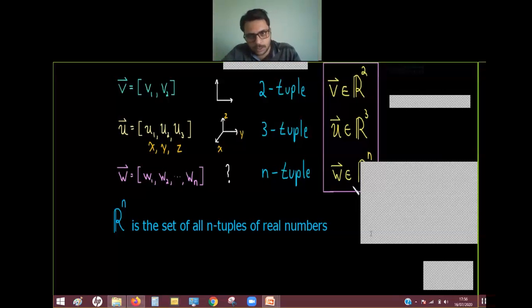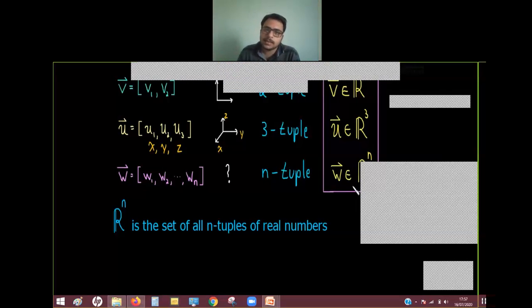Similarly, in the case of U, these U1, U2 and U3 are the components of vector U, and since R3 is the set of all three tuples, we can say that U is just one of them, and hence U belongs to R3. In other words, vector U must be in R3.